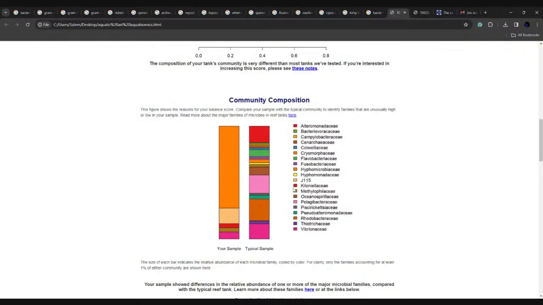Like, there's just none of these good families. You don't have any of the plankton families. There is just a lot going wrong here. And this is a very unbalanced microbiome.